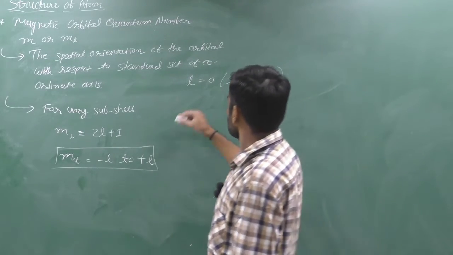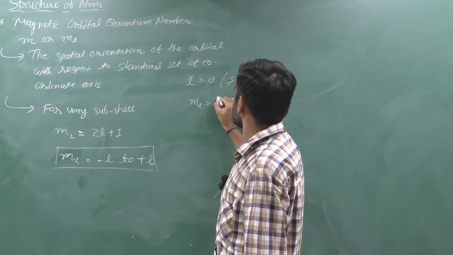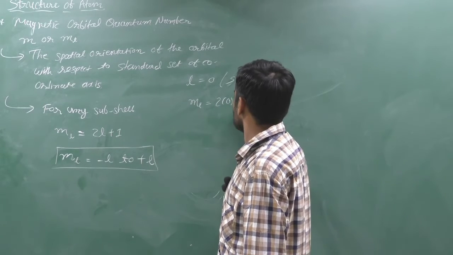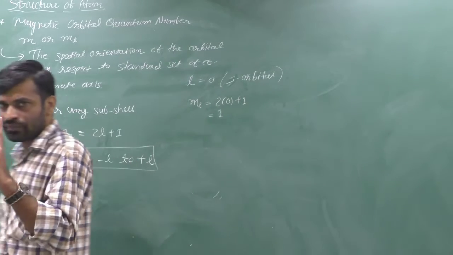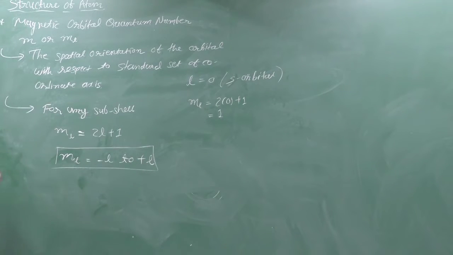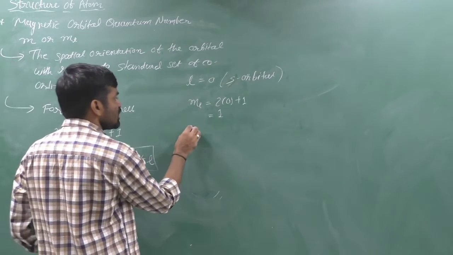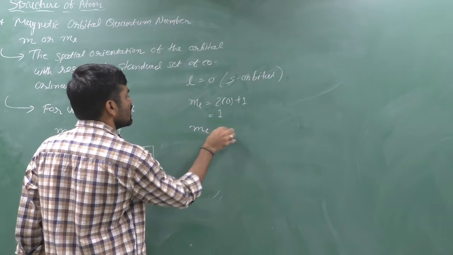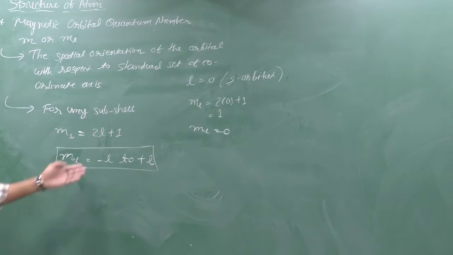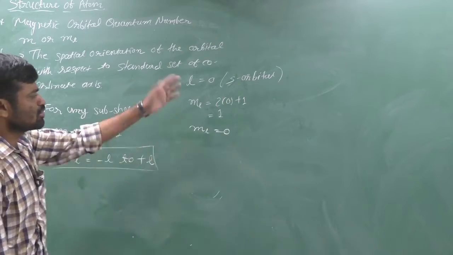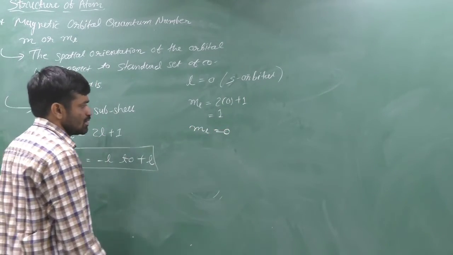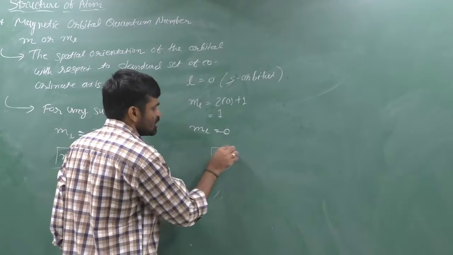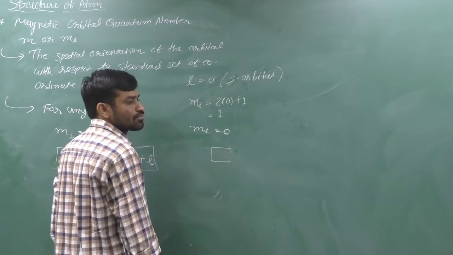From this equation we can say that ML is equal to 2 into 0 plus 1, therefore it is 1, only one value. How many values? One value, and the value is only 0, because minus L to plus L, where L is 0, so minus 0 to plus 0 means 0. So s has only 1.